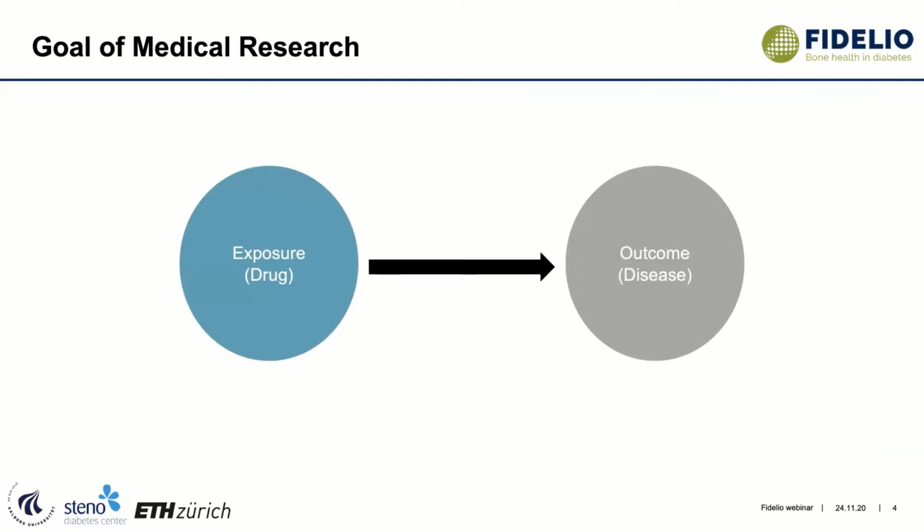So the goal of medical research, generally, is to identify the effect of some form of exposure, which in many cases is a medication, but this could be many factors such as environmental aspects or other diseases, on an outcome.